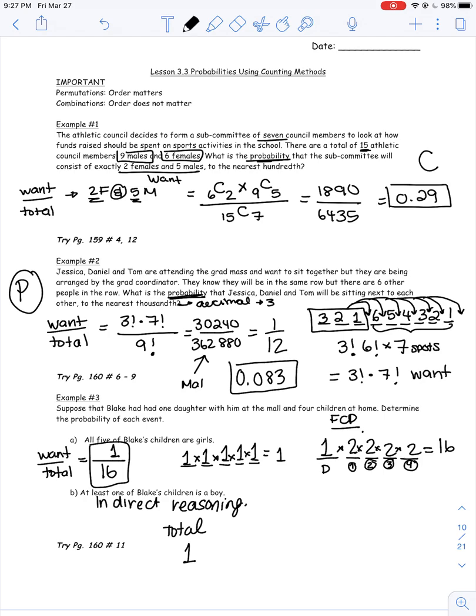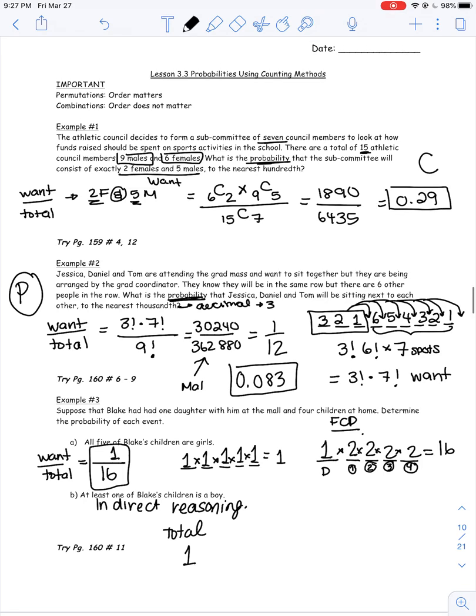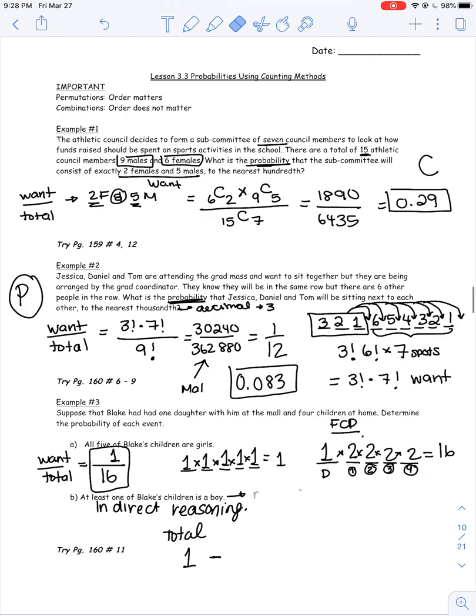Reason being that the total, meaning all cases, should always add up to 1 if we're talking about fractions or decimals. Or if we're talking about percents, it would add up to 100%. So we know that the total is 1. We're going to subtract from it the opposite of this case. If we know that we want to have a boy, well, what if we had no boys? That would be like that indirect reasoning where we're taking no boys and subtracting it from our total, and that's going to give us no girls.